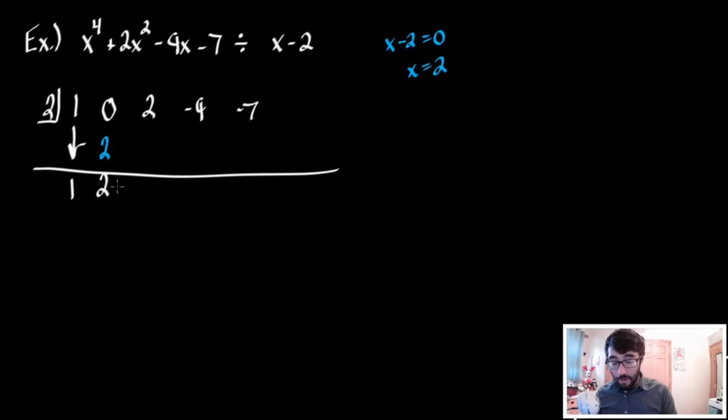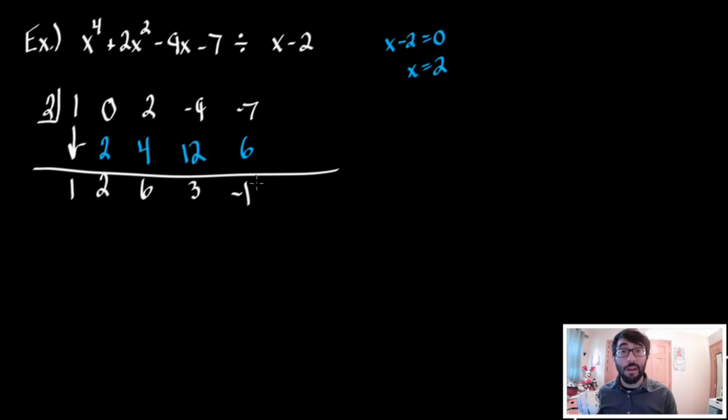So we do our number underneath the line, 2, times our number in the box, 2, and that gets us 4. And we add, so 2 plus 4 is 6. Now we continue. So we have 6 times 2. That's going to get us 12. And then we add negative 9 and 12 to get 3. Then we have 3 and 2 that multiplies to 6. And we add to get negative 1.